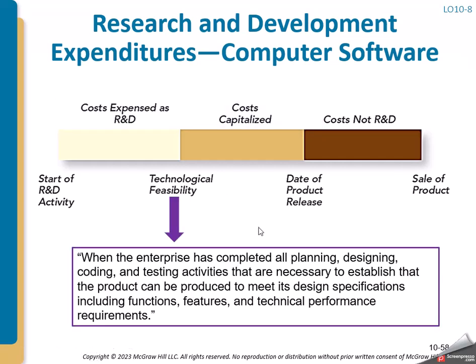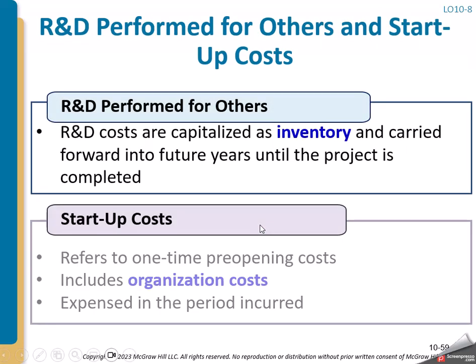Computer software, again, in those IT industries, there's a lot of R&D that goes along with those as well to determine if it's technologically feasible, if there's a market, if we're going to be able to sell it. So those are similar: they're expensed as they're incurred, and it's not until we realize that it's going to be a true product that we can sell that we can start to capitalize those. If we perform research and development for others, then we can capitalize those in inventory and then sell them, because it's something that the other parties would pay for.